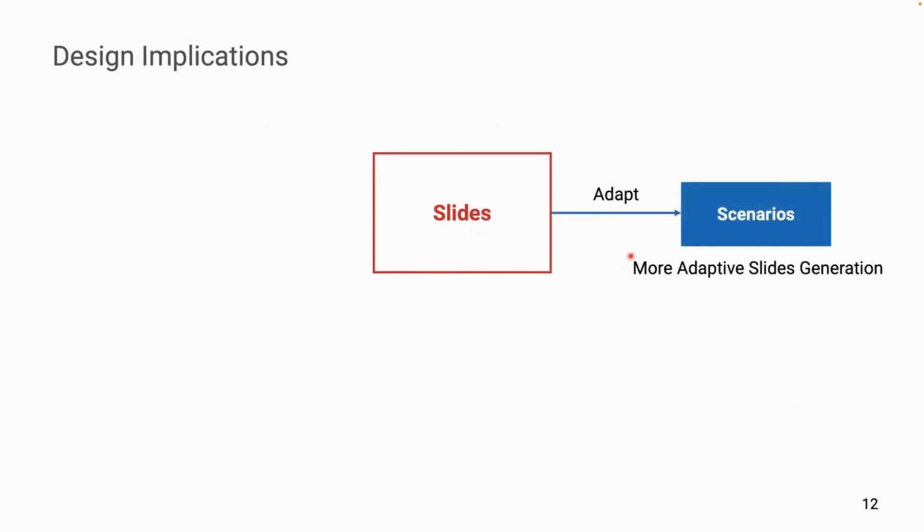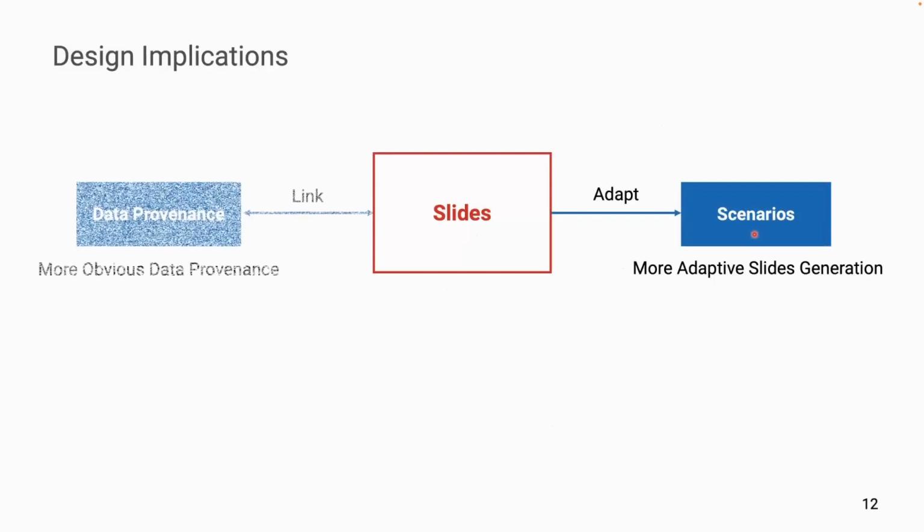First, slide generation should be more adaptive to different scenarios. Future tools could provide different types of content and layouts when generating slides. Next, binding slides to cells, which serve as data provenance in our case, makes it easier to modify, update, and customize the slides. We believe more data provenance for slides should be considered to enable a more flexible slide creation experience.